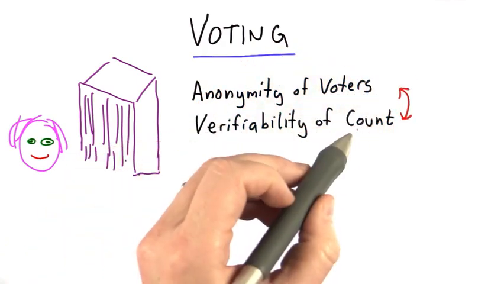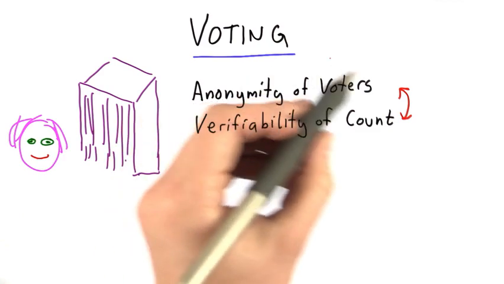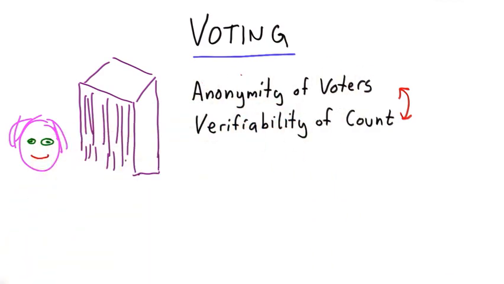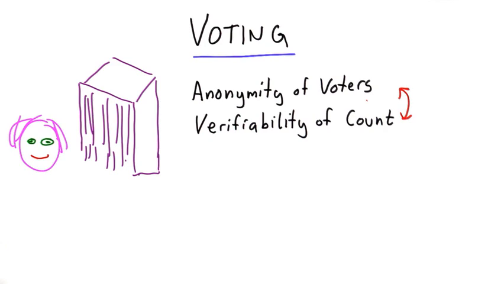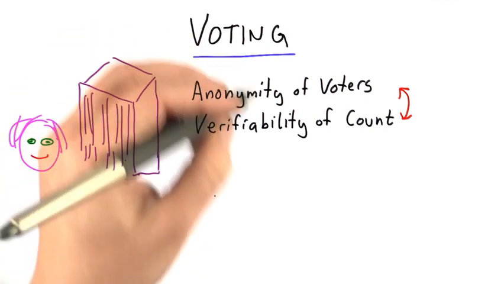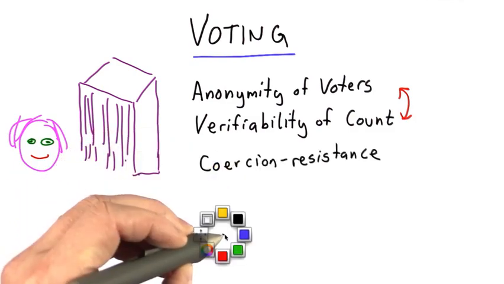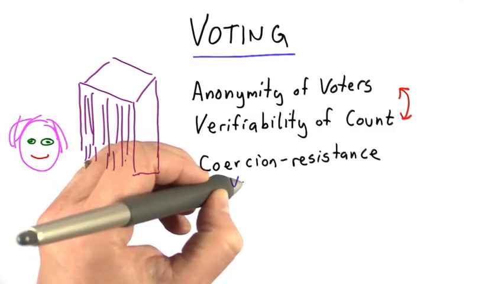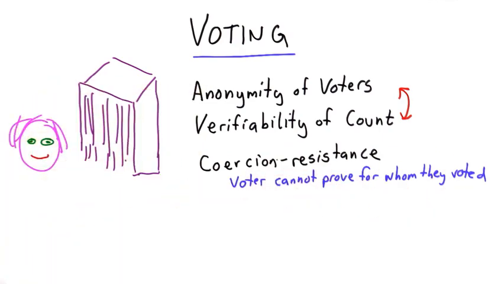Verifying the count would be easy if each voter would be willing to publicly declare their vote, and someone could look at all of those votes. But if we want to keep the votes anonymous and have a notion of a private ballot, well, then verifying the count becomes more challenging. Another property some voting systems want to provide is coercion resistance. What this really means is that a voter can't prove who they voted for. If votes are secret and there's no way to prove for whom one votes, well, then there's no way to coerce a voter into voting a particular way.